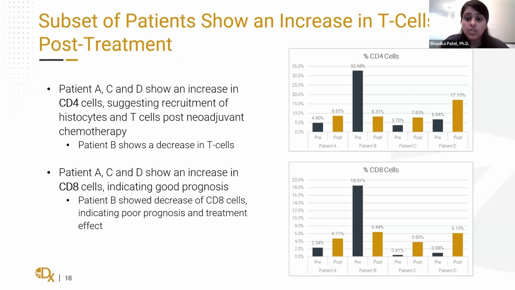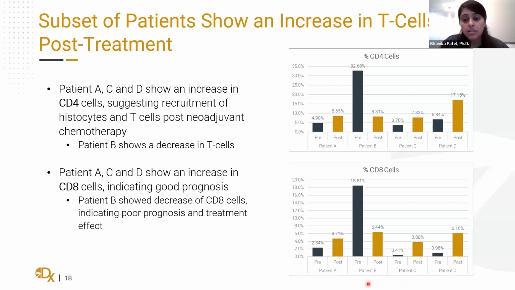Furthermore, CD8 shows an increase in patients A, C, and D, which also suggests a good prognosis for these patients, indicating their treatments may be working effectively in treating the tumor. However, we see again that patient B shows the opposite trend, which may indicate a poor prognosis.